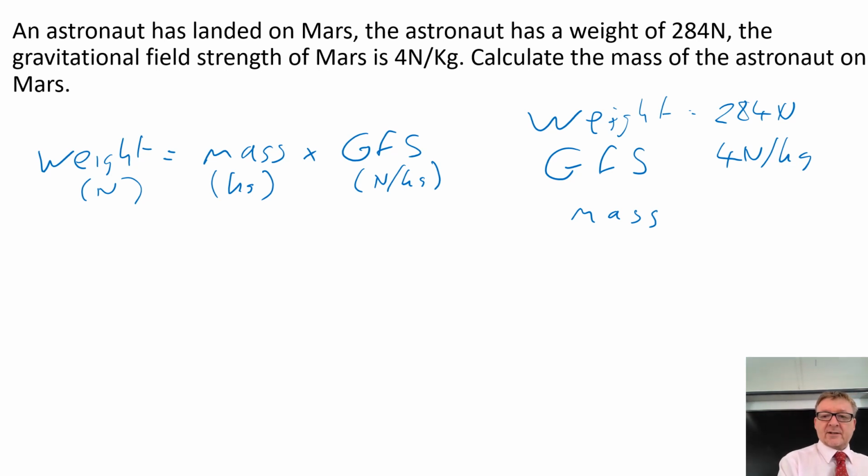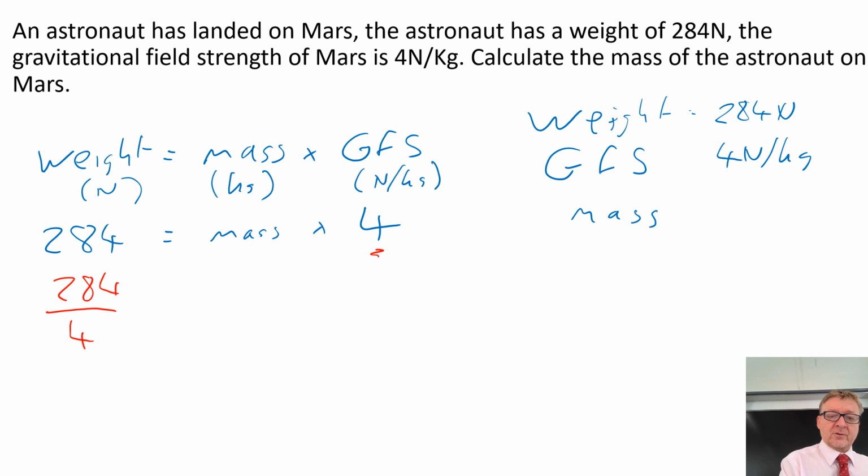So weight is 284. We don't know the mass. Gravitational field strength is 4. So it's times on this side, we divide on the other. So it's 284 divided by 4 equals the mass. And the mass will then be 71 kilograms.